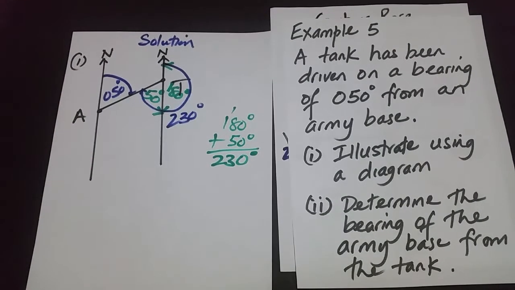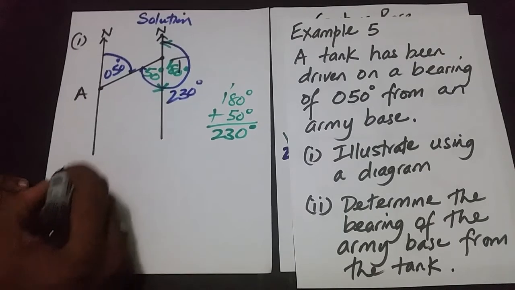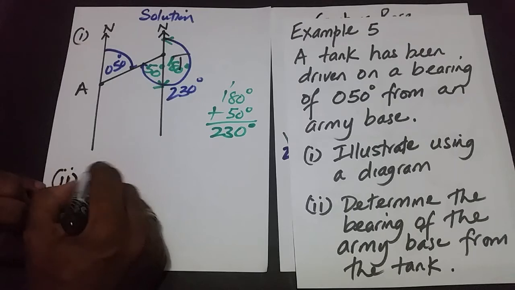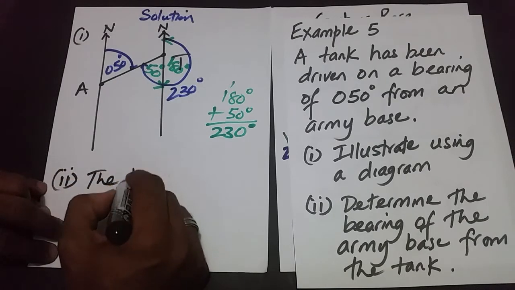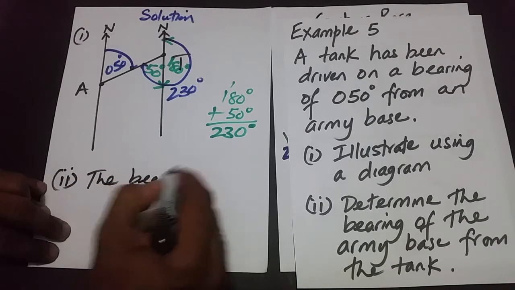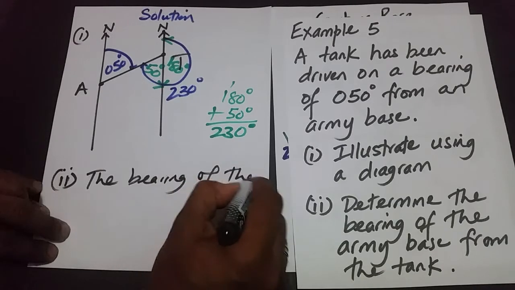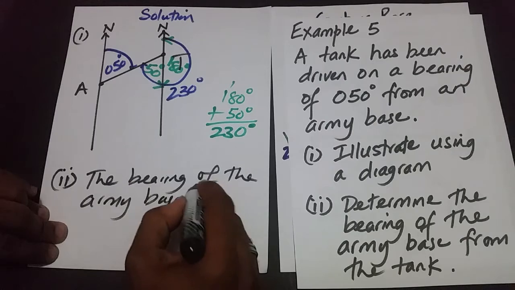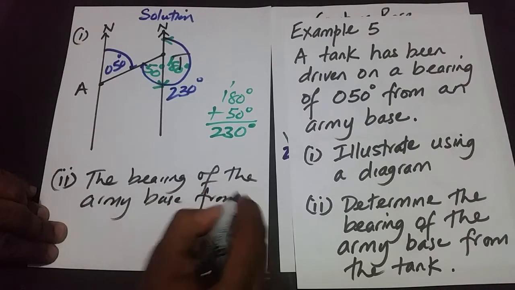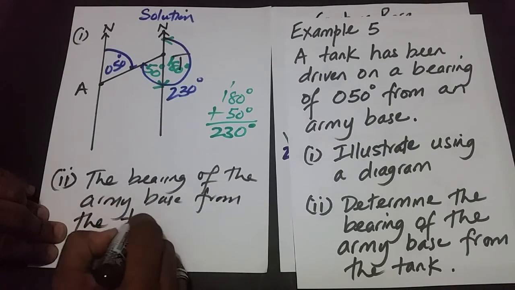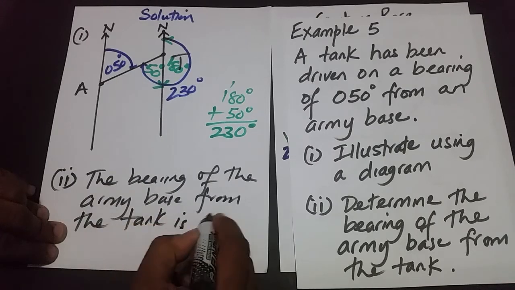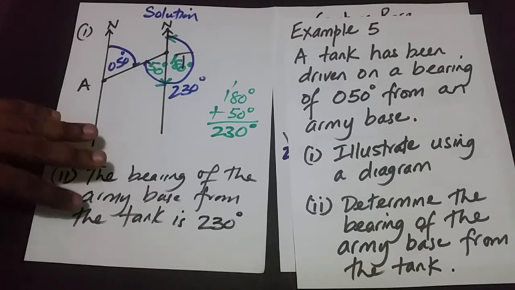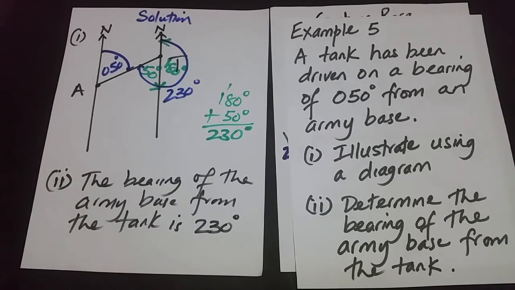So in answering part 2 of the question, we simply make a statement. In answering part 2, we say the bearing of the army base from the tank is 230 degrees. It's as simple as that.